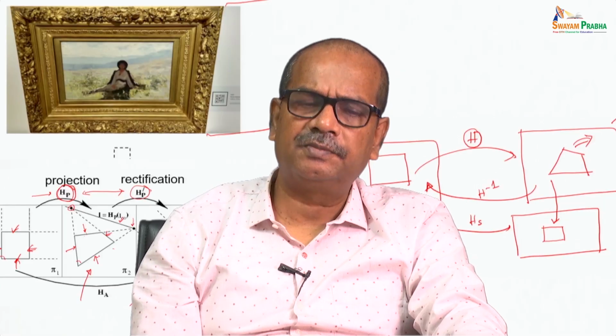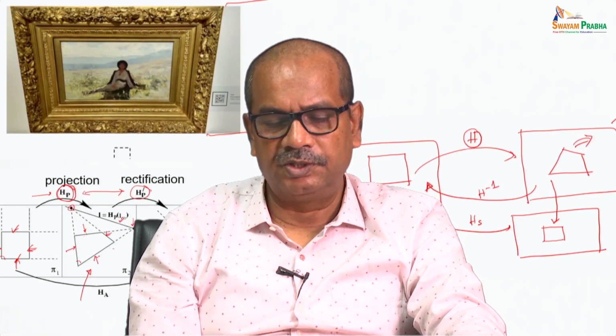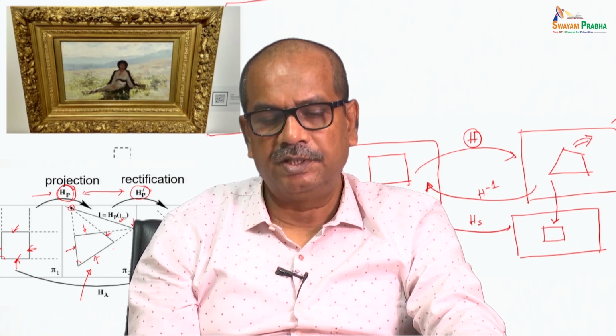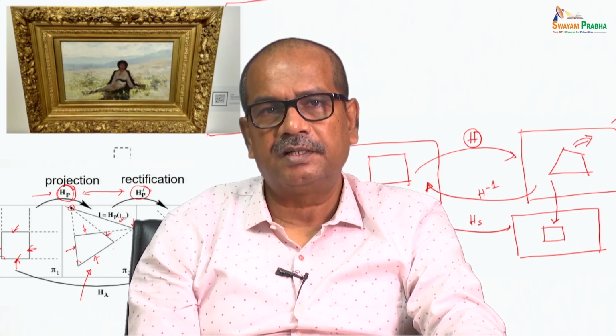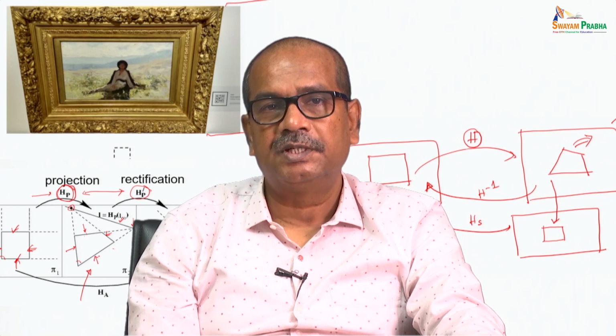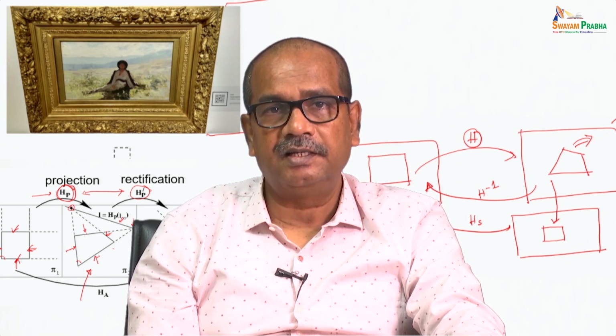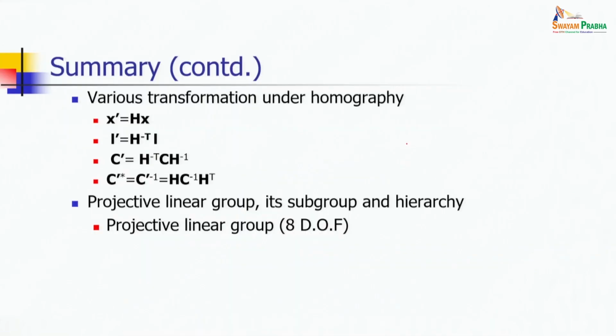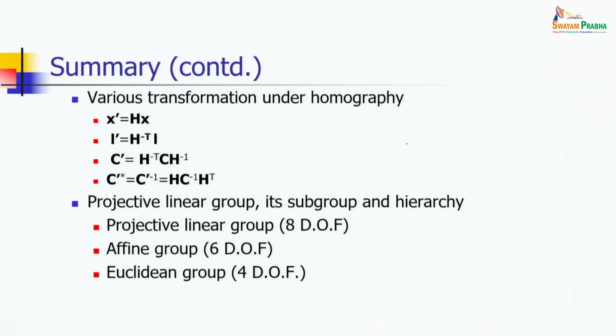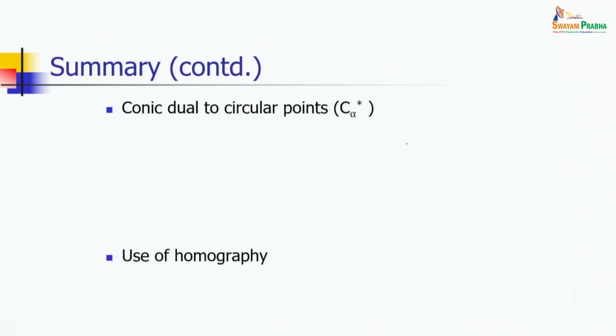Then there is the existence of linear groups in projective transformation: the projective linear group, and its different subgroups. We have discussed the hierarchy of these groups: the projective linear group which has 8 degrees of freedom, then the affine group which has 6 degrees of freedom, the Euclidean group which has 4 degrees of freedom, and the oriented Euclidean group which has 3 degrees of freedom.